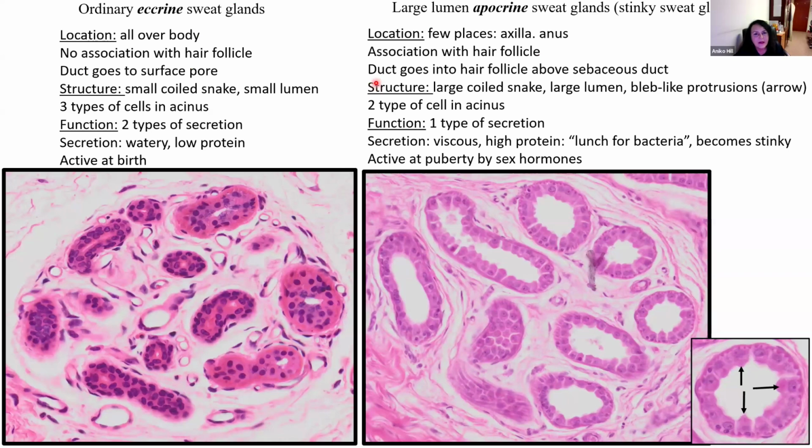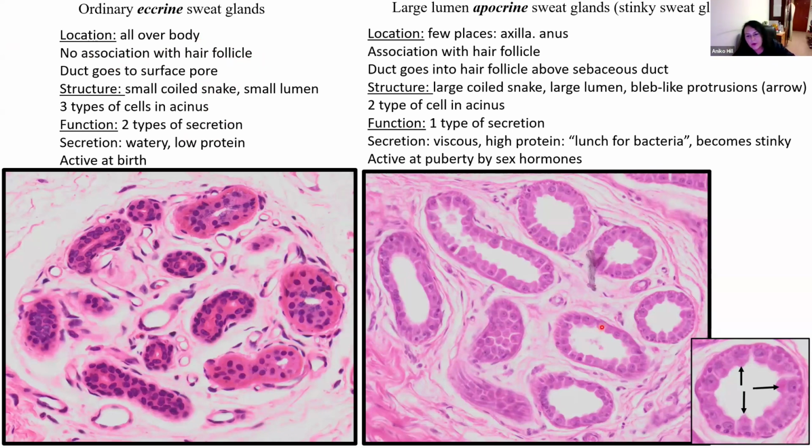Now this slide is actually showing you the comparison of the regular ordinary eccrine sweat gland that I just showed you, and this would be the typical look, also in the dermis, of the other one, the stinky sweat gland or apocrine sweat gland. Okay, so let's compare them with each other. So the eccrine sweat gland is always all over the body. You know that sweating is everywhere. And these sweat glands are not connected to any kind of hair follicle. And we know that the duct goes to the pore.